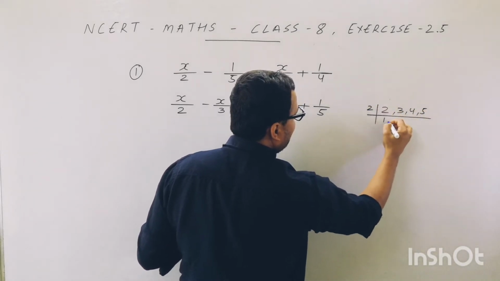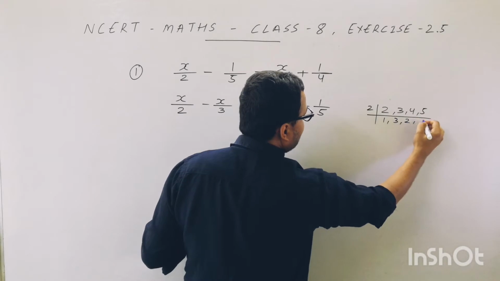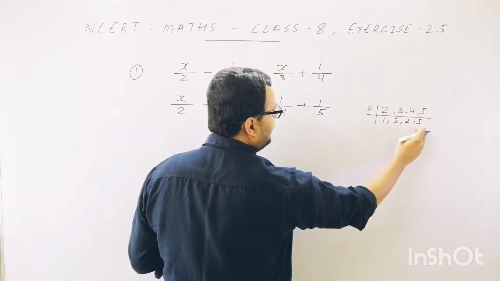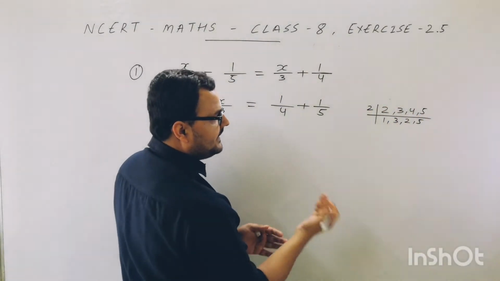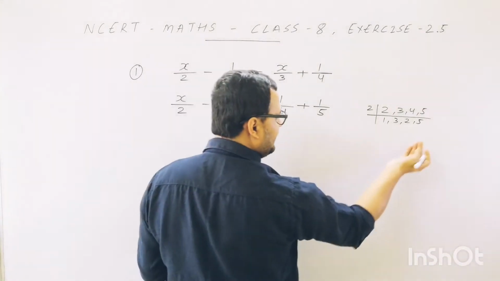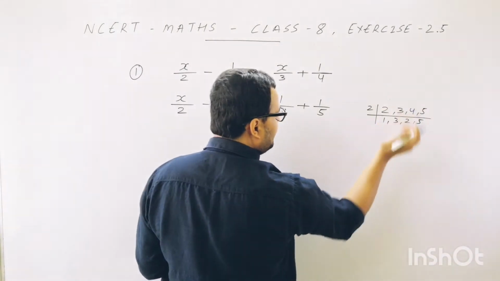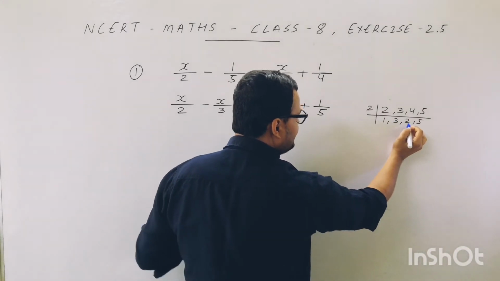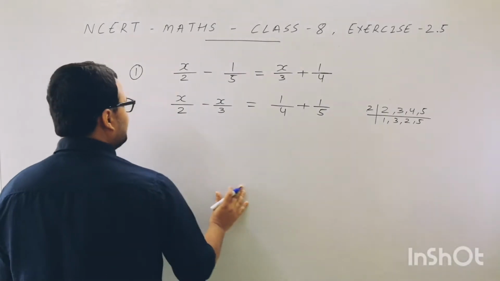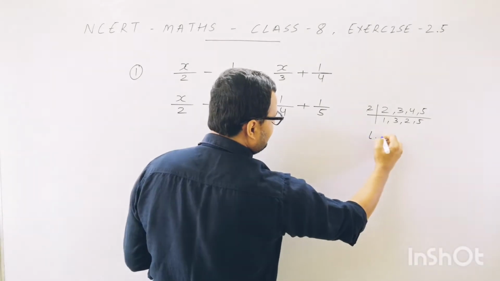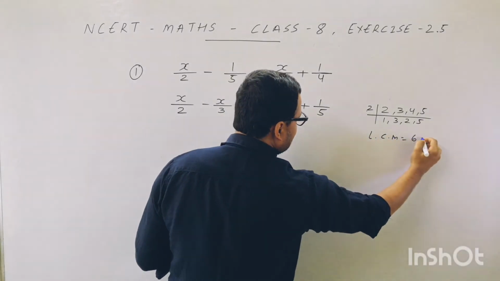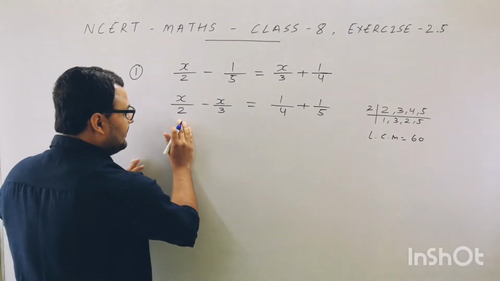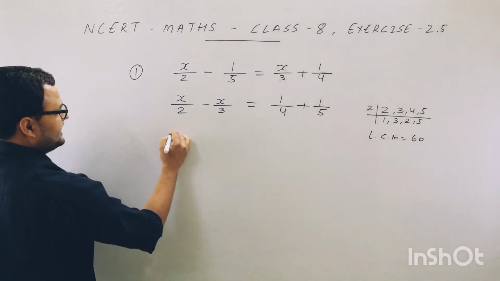So 2, 1, 3, 2, 5. Now 3 and 5 don't have any common factor. We don't count 1. So now the LCM is the multiplication: 3 twos are 6, 6 twos are 12, 12 fives are 60. So we got the LCM as 60. All the denominators we have to convert into 60.